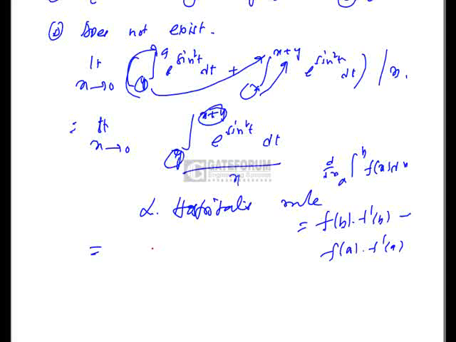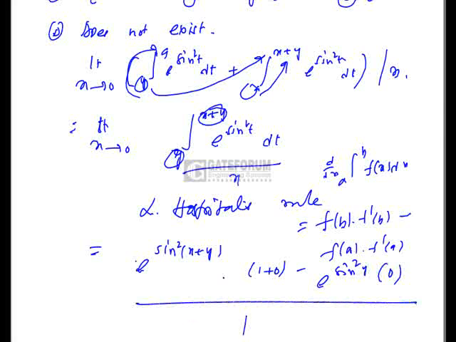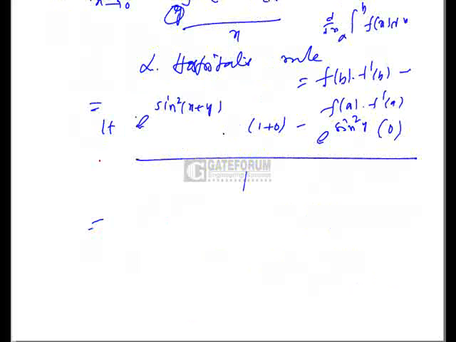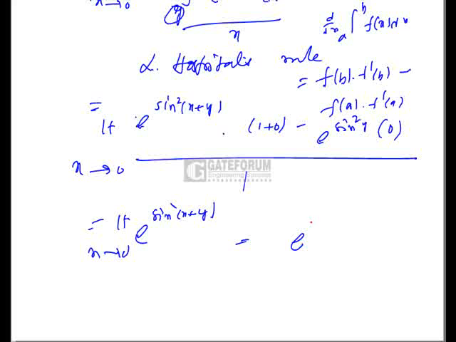So if I substitute that value, f of b is nothing but e power sine square of x plus y into differentiation of b. Differentiation of x plus y is 1 plus 0, minus f of a, which is e power sine square y, and differentiation of y is nothing but 0, divided by differentiation of x, which is 1. So limit x is tending to 0. I can write this as limit x tends to 0 of e power sine square of x plus y. Now as x is tending to 0, this will be e power sine square y, which is nothing but option A.